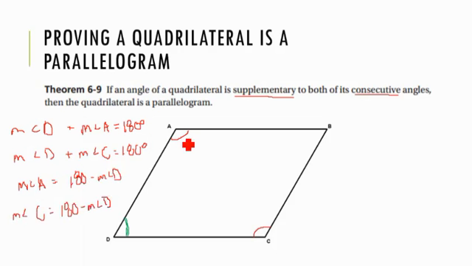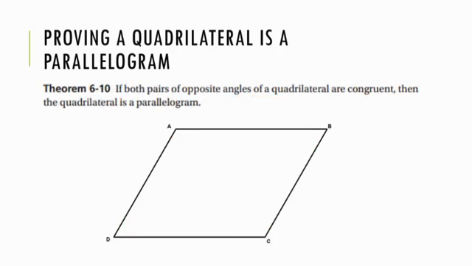Therefore, A and C must be congruent, and that's a property of parallelograms, that the opposite angles are congruent. And also we can say that D and B will also be congruent because of the same theorem that we just talked about, and the fact that all four angles have to add up to 360 degrees. Therefore, this angle has to be congruent to this angle. So, therefore, ABCD is a parallelogram.